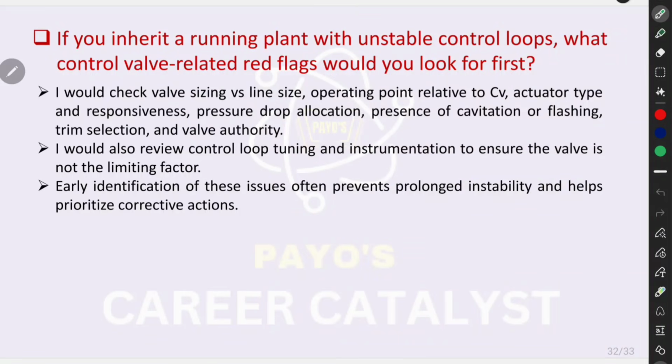If you inherit a running plant with unstable control loops, what control valve related red flags would you look for first? I would check valve sizing versus line size, operating point relative to Cv, actuator type and responsiveness, pressure drop allocation, presence of cavitation or flashing, trim selection, and valve authority. I would also review control loop tuning and instrumentation to ensure the valve is not the limiting factor. Early identification of these issues often prevents prolonged instability and helps prioritize corrective actions.